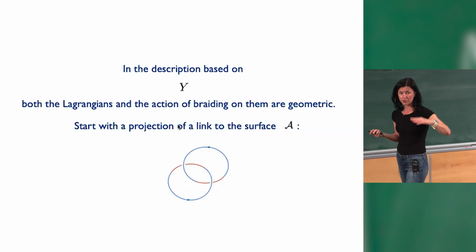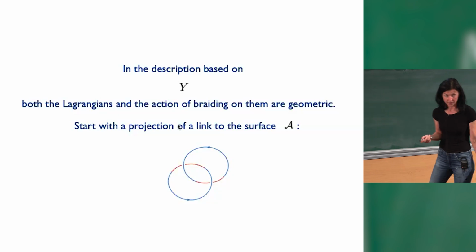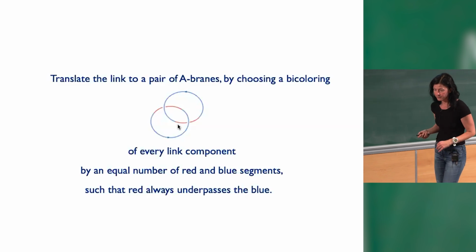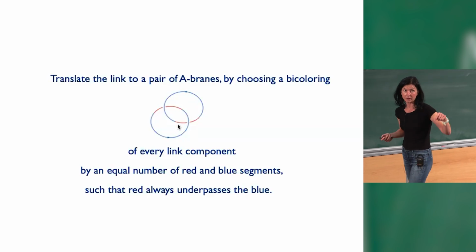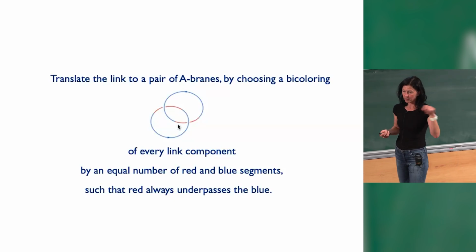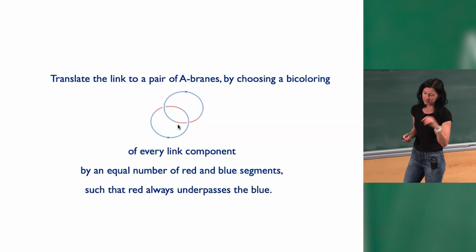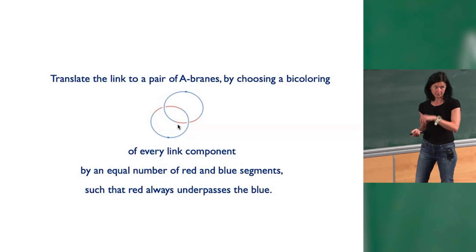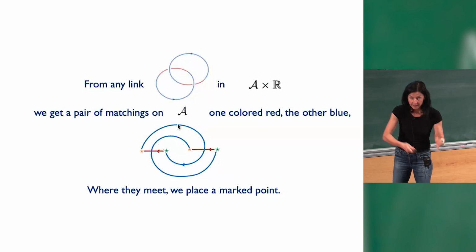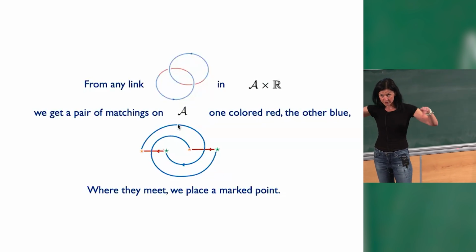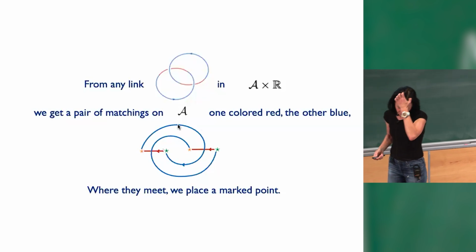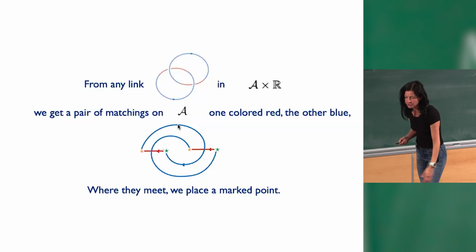You take a link and project it to our Riemann surface, which is this infinite cylinder. You translate that link to a pair of A branes in steps. You first choose a bicoloring of the link, such that every link component has an equal number of red and blue segments, playing the funny game that the red always underpasses the blue. From a link in Riemann surface times R, you get a pair of matchings on the Riemann surface.